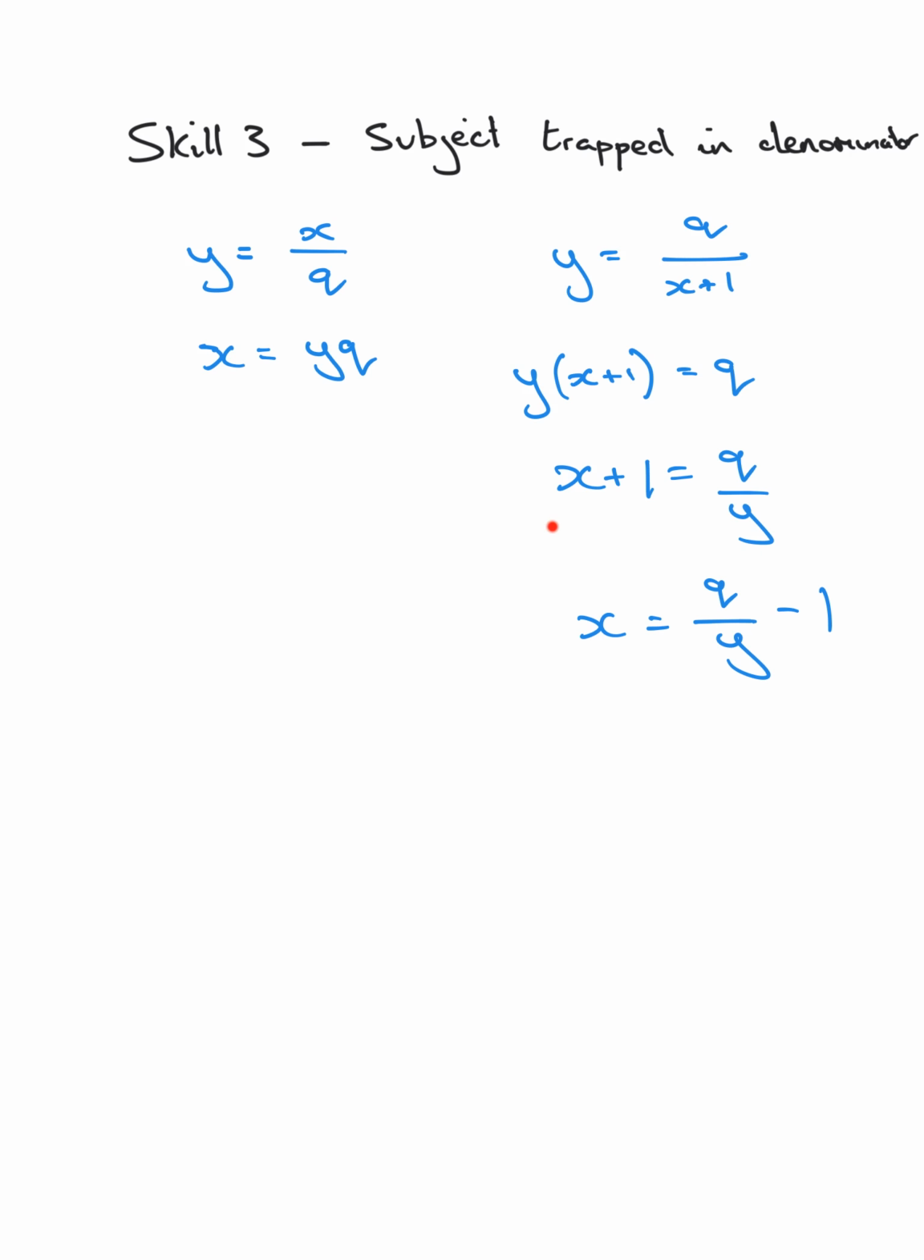Now you may have noticed that the difference from here to here is my x plus 1 has switched places with my y. X plus 1 is up here, my y is now down here. So you can be quite smart about that. All you're doing is multiplying by one side and then dividing by the other, and they switch positions.